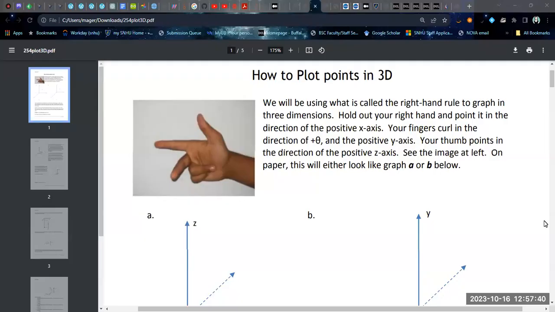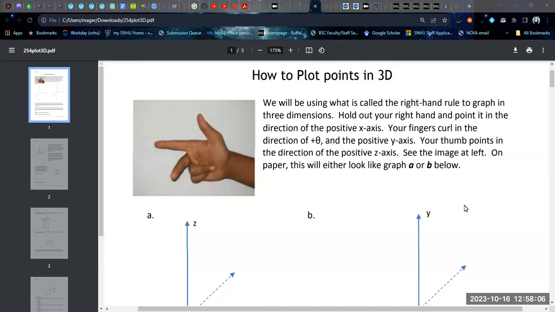All right, in this video, we're going to look at how to plot points in 3 dimensions, even though we're only drawing it on a 2-dimensional plane. So the first thing to keep in mind is that in mathematics, we generally use what's called the right-hand rule. There is a corresponding left-hand rule that you will sometimes encounter in other fields like physics, but in mathematics, we generally use the right-hand rule.